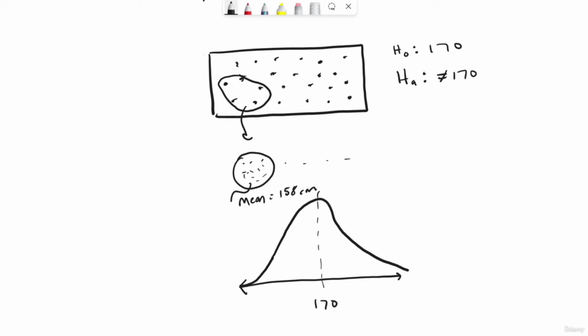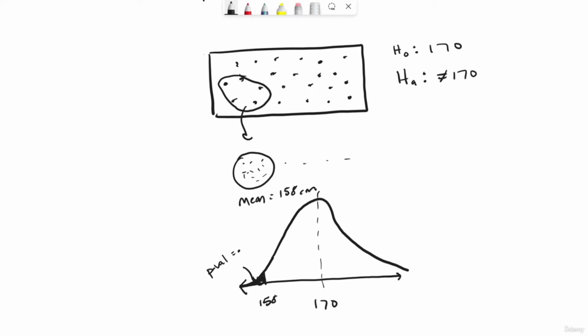And we can assume that this sample comes from this distribution. Let's just say we got 158, and we say, okay, 158 is over here. And then we calculate this area under the curve right here. This area under the curve is the probability of us getting a value that is 158 or less. And this right here is called our p-value.